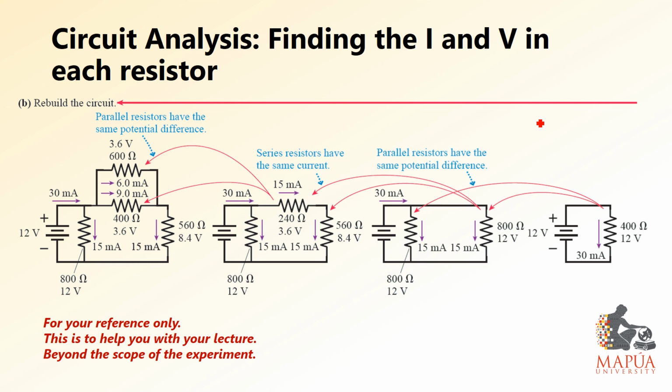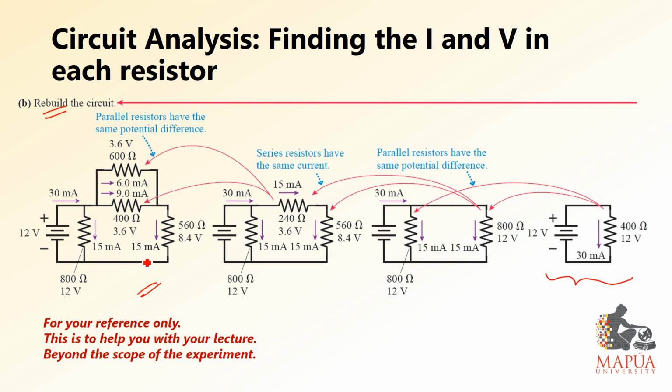So what happens here is that from the simplest version of the circuit, you try to rebuild the circuit, following the relationships between your resistors, until you arrive at your original circuit. In this case, you will be able to calculate the voltage across each resistor in this circuit, as well as the current along the resistors.